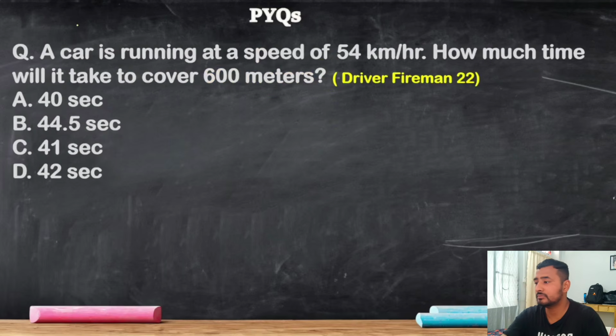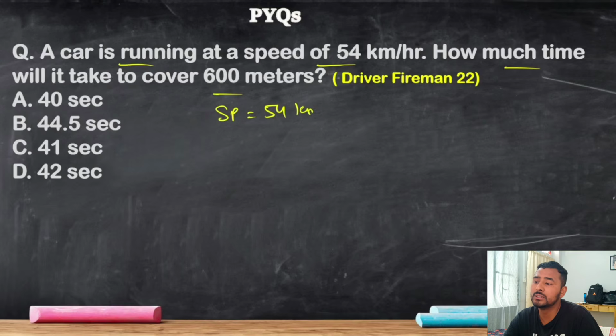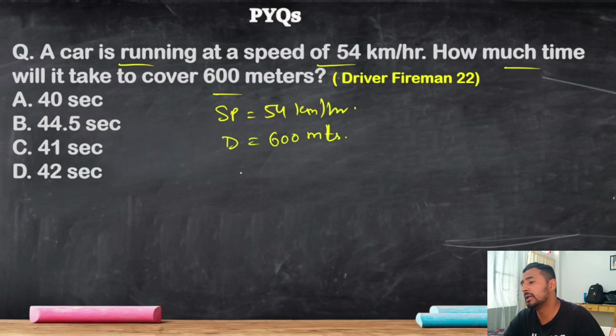Okay, let's see next. A car is running at a speed of 54 km per hour. How much time will it take to cover 600 meters? First, speed is given as 54 km per hour. Distance is given as 600 meters. Time we don't know. Now see, speed is in kilometer per hour and distance is in meters. So what should we convert? We can convert this into meter per second.